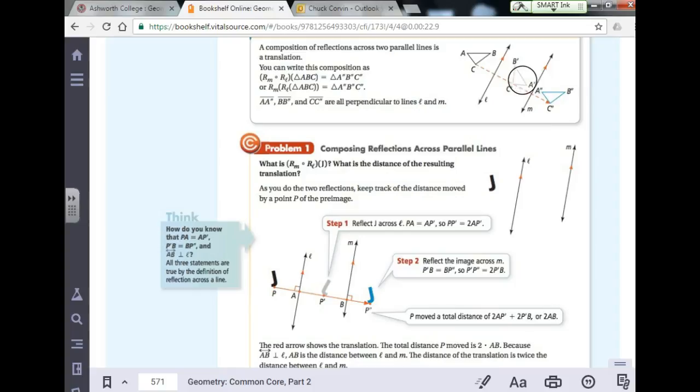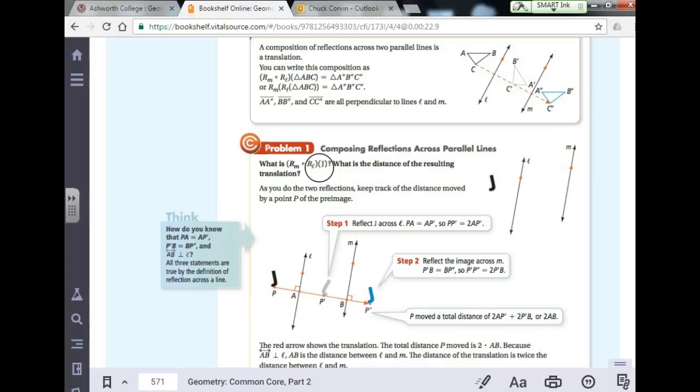So if you reflect this from here to here, and then you reflect it again over another parallel line, if you'll notice the first and the last, it's as though you just took that and you slid it straight down. So that's what they're trying to say here in this particular one.